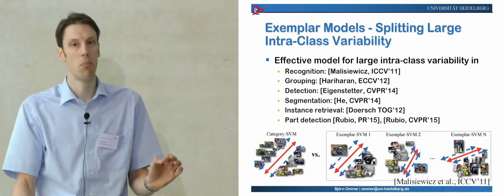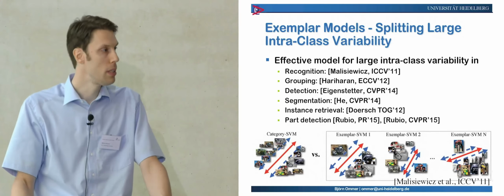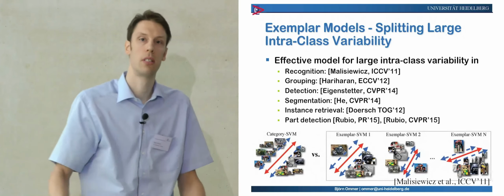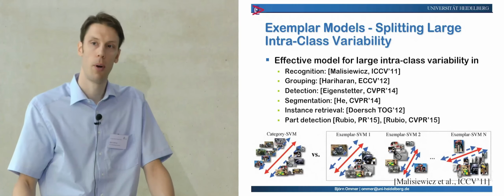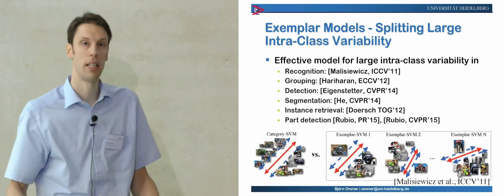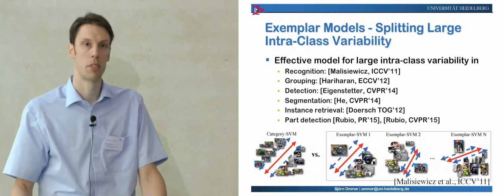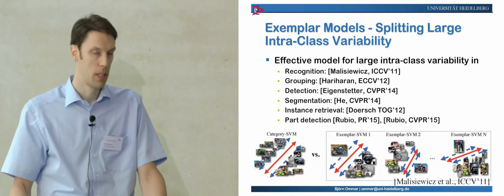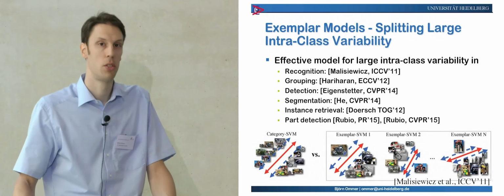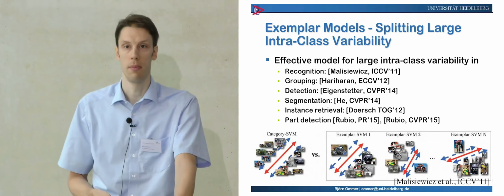But it turns out that modeling all of this intra-class variability by a single classifier is a pretty tricky thing to do. And that's why exemplar support vector machines and other exemplar approaches became very popular, where you just take a single positive, lots of negatives, train a discriminative classifier and utilize that for all sorts of tasks like recognition, grouping problems, segmentation, and so on. Again, we simplify these complex models by splitting them up into a lot of simpler models with less intra-class variability.